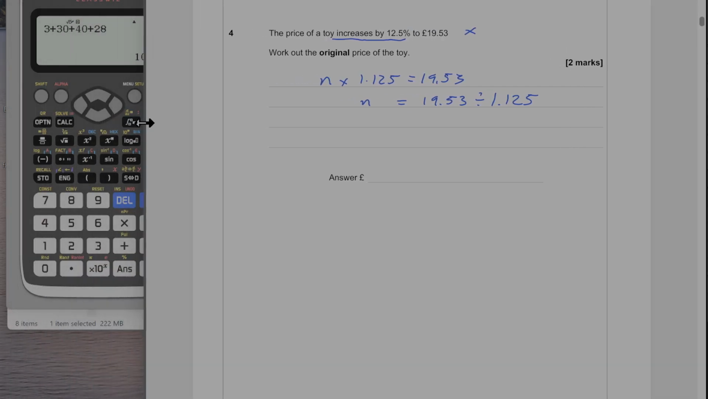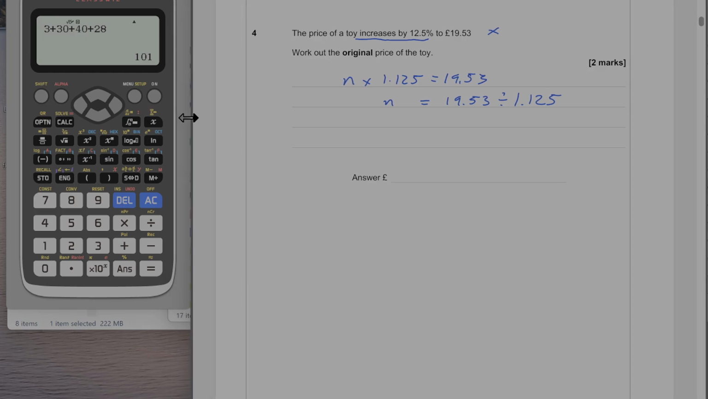Right, let me bring in my calculator. So I'm using a 991 EX emulator. If I do anything on there that might be different to standard or other options, I will go through it. 19.53 divided by 1.125 equals. The modern calculators don't have this SD button. You have a format button here. You press format and decimal. 17.36, so £17.36.